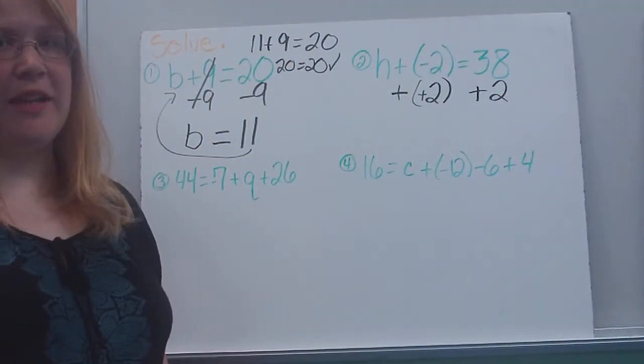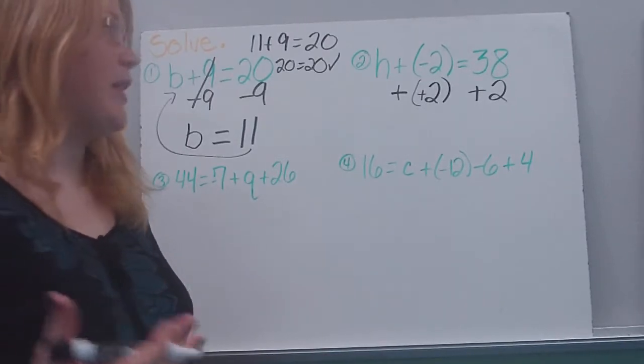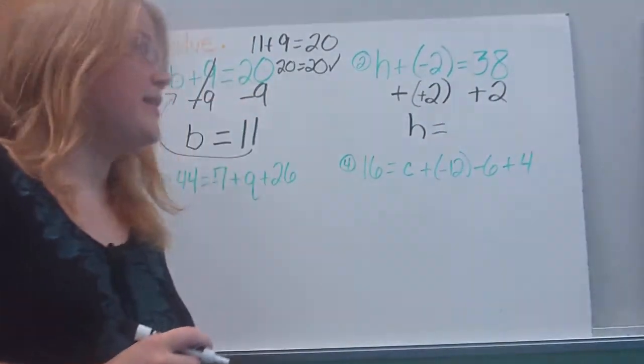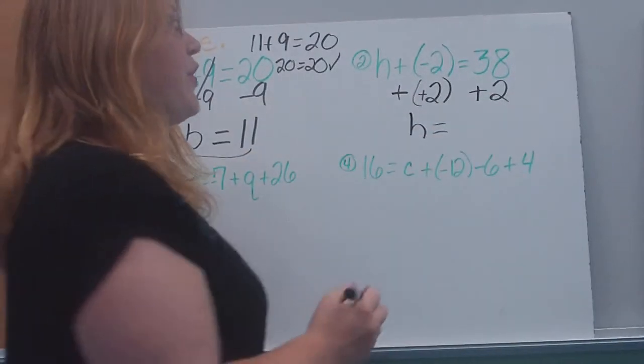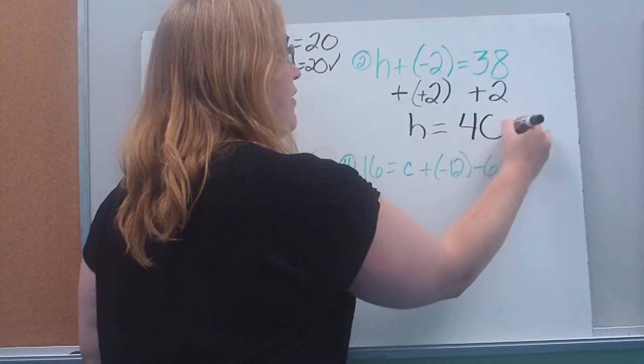So we're subtracting negative 2, or we can always write it as adding 2, because those are actually the same thing. So what happens here, I've isolated the variable. H is all by itself. Over here, I have 38 minus negative 2, which is the same as plus 2, which gives me 40.